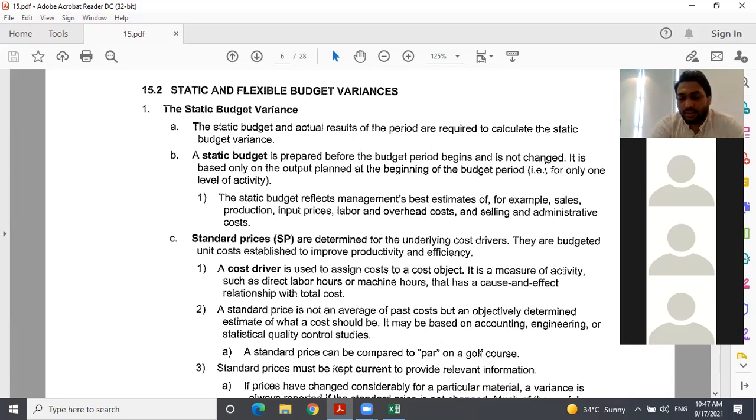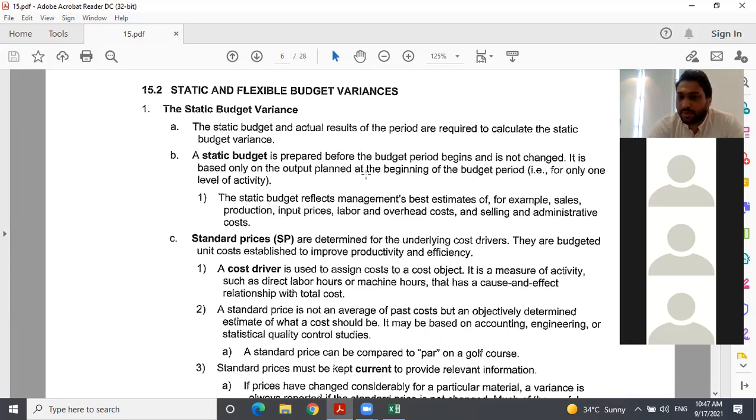If we were having a flexible budget, for example, we estimated a direct material cost of $50. When we start working that year, we come to know that this price is not attainable, so we change it to the current market price, for example, 55. That cannot be done in a static budget.